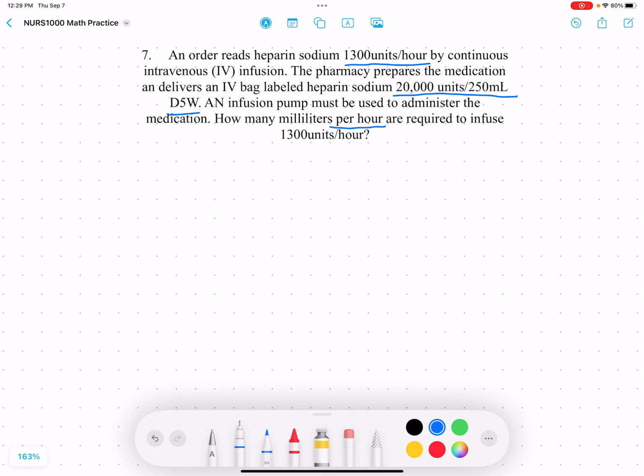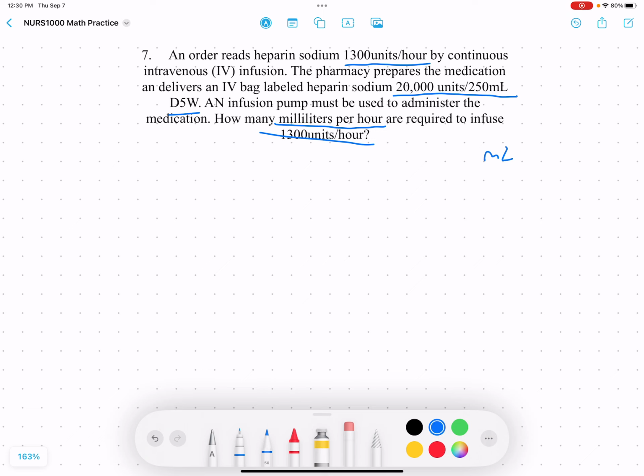Whoa! A little bit of extra complication there. What we're looking for is mils per hour, specifically to achieve a flow rate of 1,300 units per hour. So that's a little bit complicated, but we know that ultimately we're going to end up doing dose per hour desired over concentration per mil. That's just our standard milliliters per hour definition. And so we want to make sure that we have all of our ducks in a row. This is a two-step question.